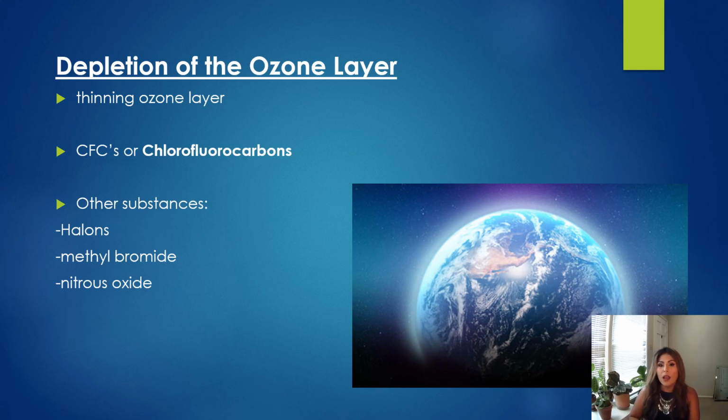So before, there was a use and kind of a dependence on these chlorofluorocarbons, CFCs. Other substances that are altering and depleting the ozone layer are halons, methyl bromide, nitrous oxide. CFCs have been banned and they are slowly being phased out. There was the Montreal Protocol in 1988, part of the United Nations, a treaty that a lot of nations signed and said, okay, we're not going to use CFCs because it is damaging our ozone layer.